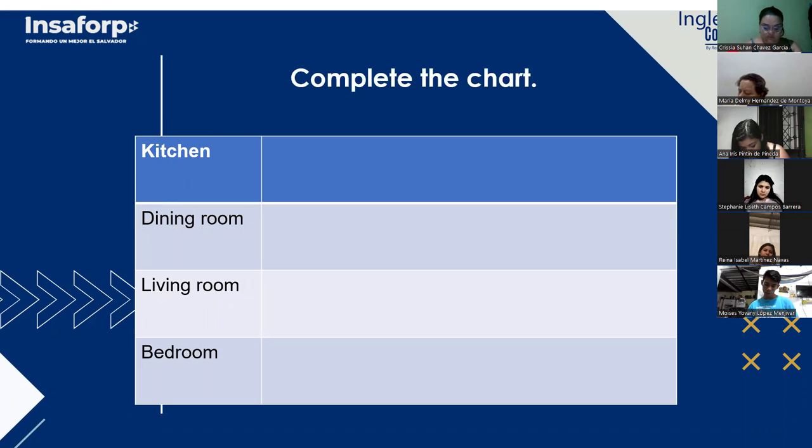Okay. Classify them, okay? In your notebook, try to classify the furnitures that you have in each room. Kitchen, a dining room, a living room, and two bedrooms.